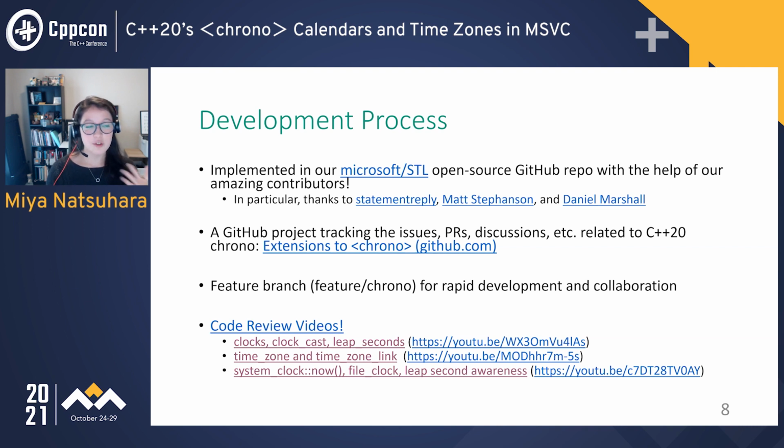We also used a feature branch to do some development, especially towards the end, as we were having a lot of people pile on to get the final pieces of chrono in. So if you see that referenced anywhere, that was mostly there for that rapid development and collaboration, which we eventually merged into main. But that's all there for your internet sleuthing if you want to look into it more.